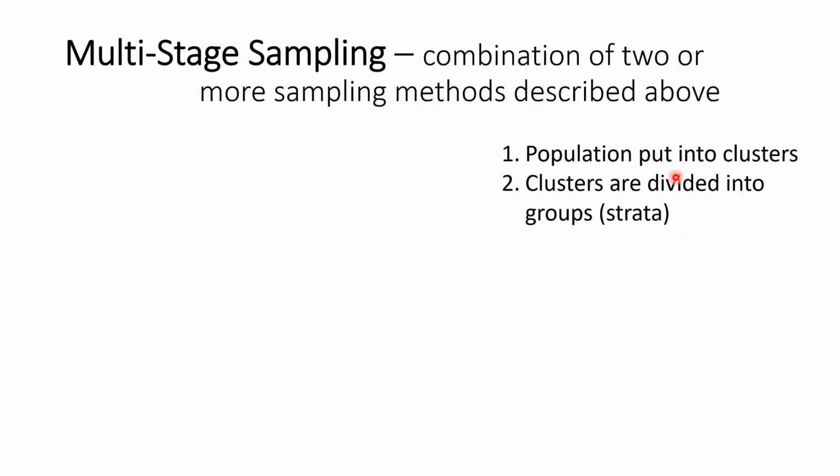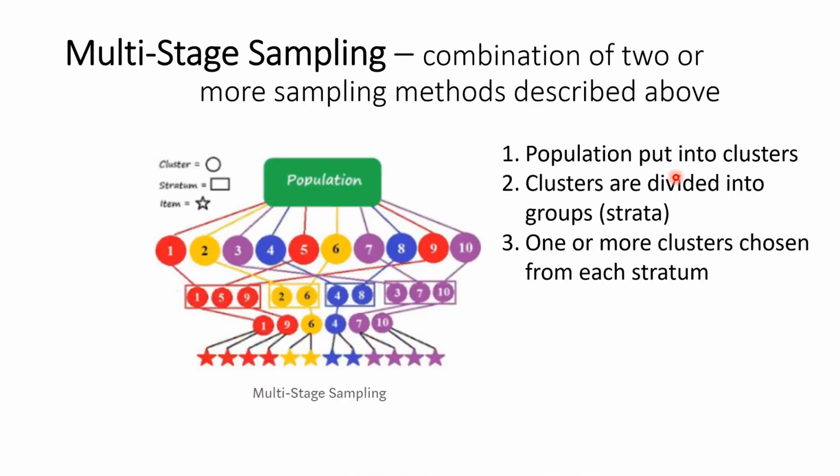Now, the example I'm going to put here is, population is put into clusters, and each of these numbers at the top row are clusters. As you can see, a circle here is a cluster. So that's cluster 1. Next circle, cluster 2, cluster 3, and so on. There were 10 clusters. Then clusters are divided into strata. Strata, remember, is groups. We say cluster 1 and 5 and 9 here are similar. They're all reds. So we put them into this group. And we call the group a stratum.